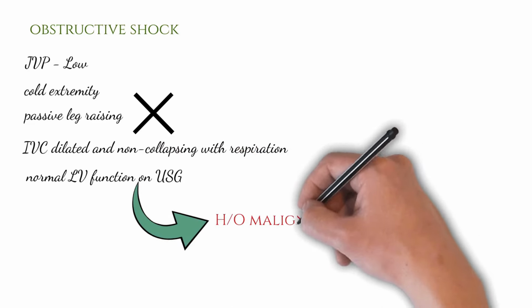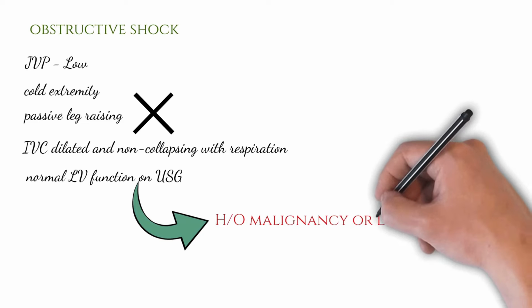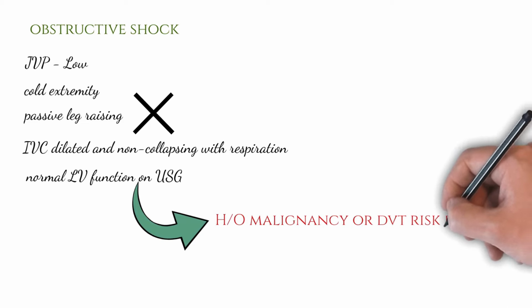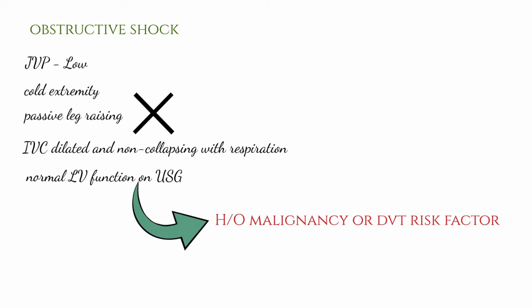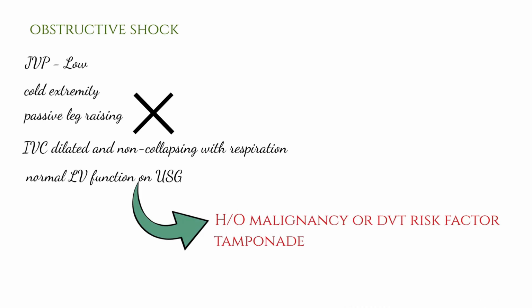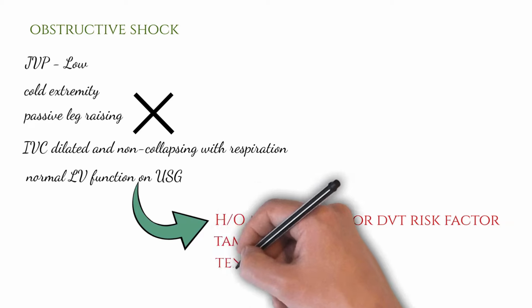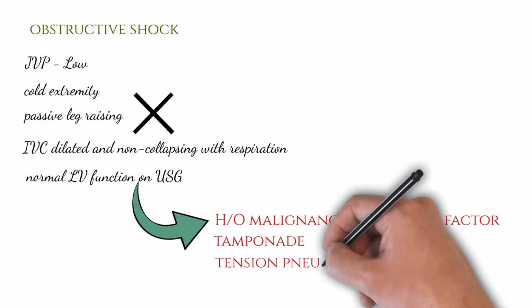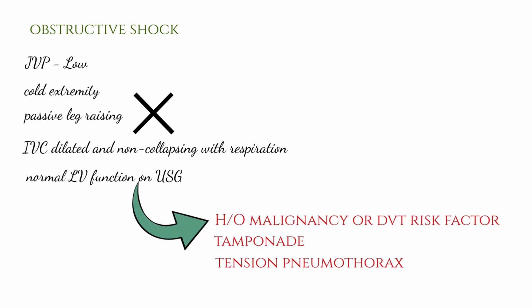History of malignancy or DVT risk factors may be there. There can be a possible risk of cardiac tamponade, which causes decrease in the diastolic filling of the heart. There can be tension pneumothorax, which can be clinically determined by decrease in the air entry unilaterally and decrease in the expansion of the chest on one side. So this was all about obstructive shock.